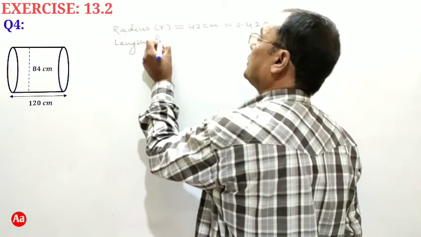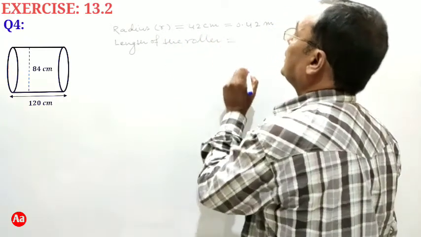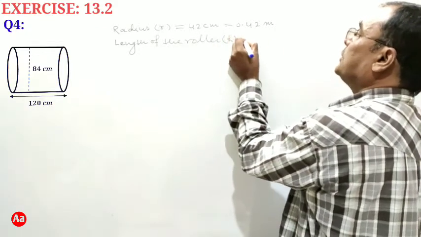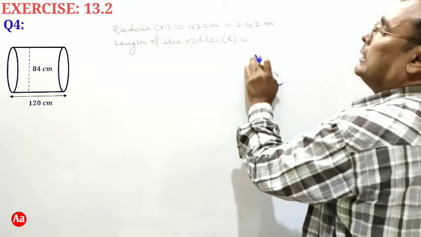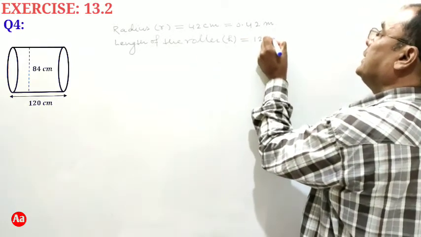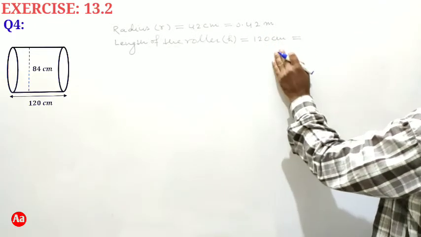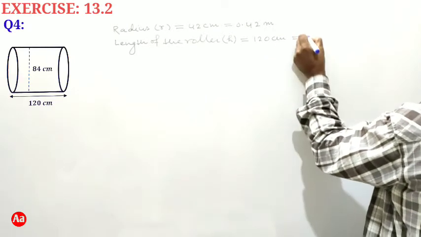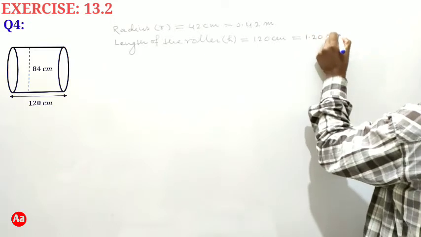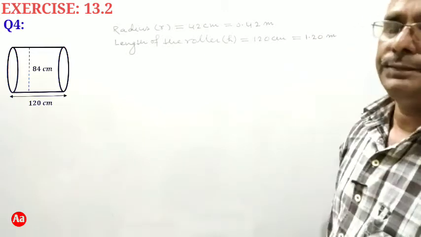Now the length of the roller is given. Let's write it as h, because we'll use it in place of the height of the roller, since it is cylindrical in shape, and that is 120 centimeter, it is given. So let's change this length of the roller also into meter. So it will be 1.20 meter, or simply we can write 1.2 meter also.